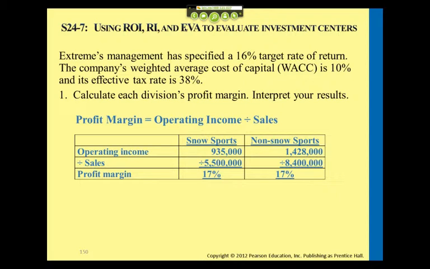So what do we see here? We see the profit margin is 17%, the same for snow sports and non-snow sports. What would it mean? It's high. That simply means that we're able to earn 17 cents of income on each dollar of sales. So this is your interpretation. What does it mean that they have the same profit margin? They're equally profitable on sales.